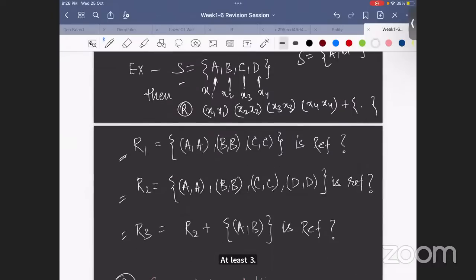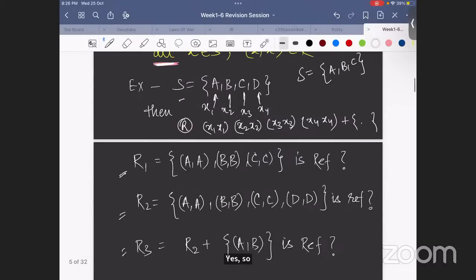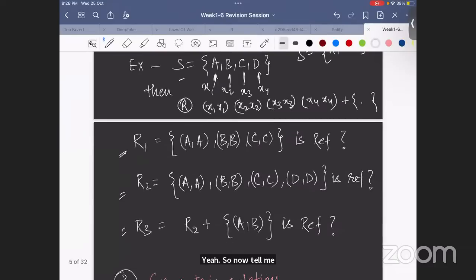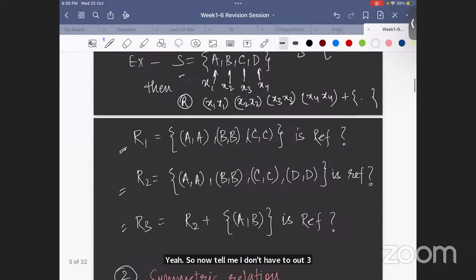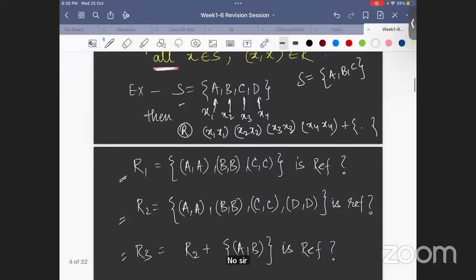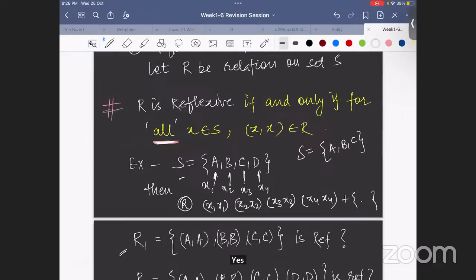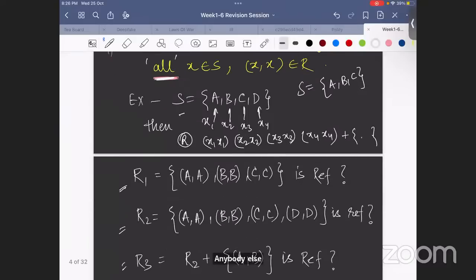So now tell me, R1, R2, R3. R1 is reflexive or not? No. Anybody has any doubt in this? Why is R1 not reflexive? Because DD is not present in the relation. I already told you that all X should be present. So out of ABCD, only ABC is present. D is not present, right? So that's why it's not a reflexive relation.